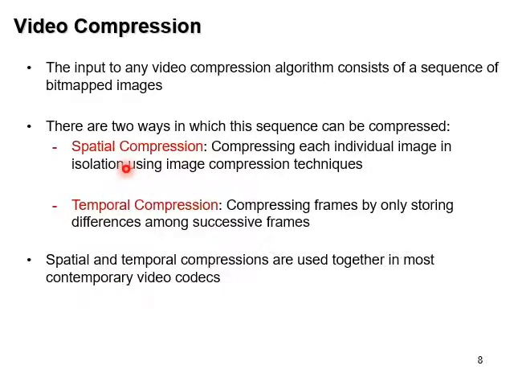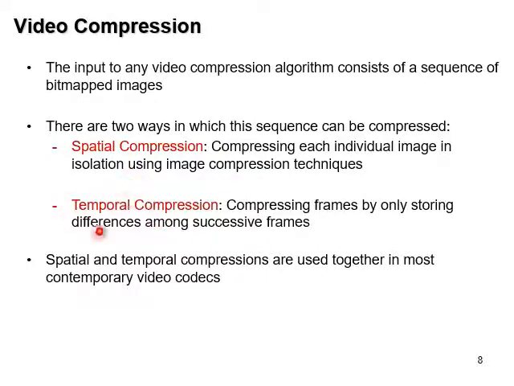What's spatial compression? This is compressing each individual image in isolation using image compression techniques. As we will see, you take one frame and compress it using JPEG compression, for example. Every single frame is compressed as if it's a single image. So this is what's called spatial. The term spatial here is coming from the idea that we're talking about space.